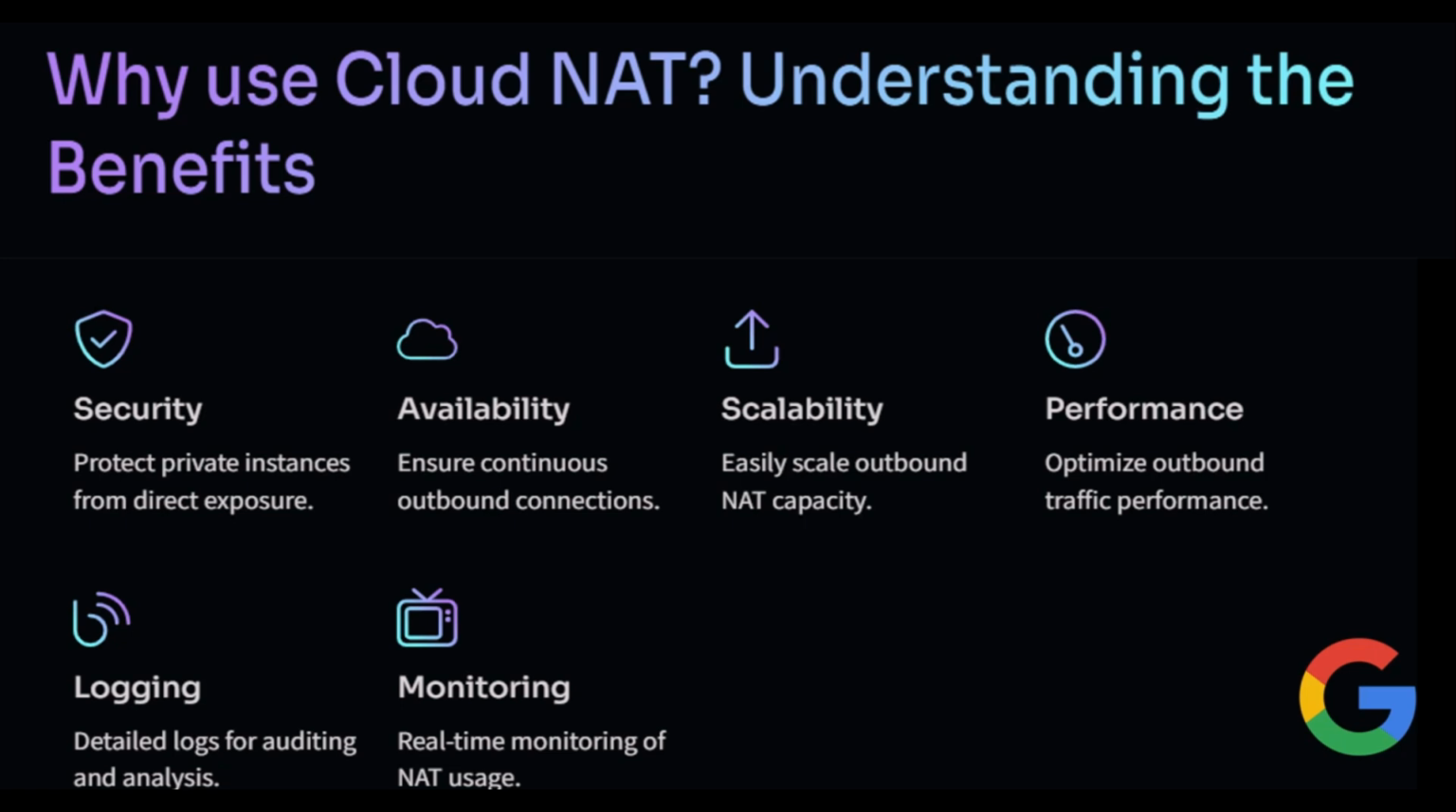Next one is availability. Cloud NAT ensures consistent availability by automatically distributing the traffic across multiple instances, eliminating single points of failure. Next one is scalability. Cloud NAT dynamically scales based on your network's traffic needs, without requiring any manual intervention. Next one is performance. Cloud NAT does not reduce the network bandwidth per VM, because of Google's advanced networking technologies.